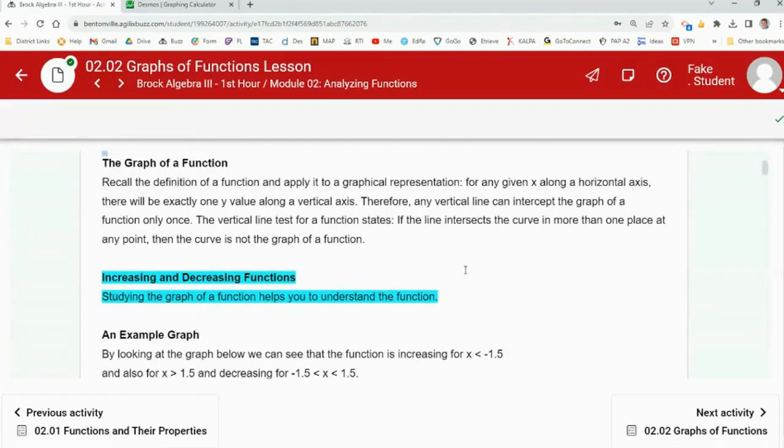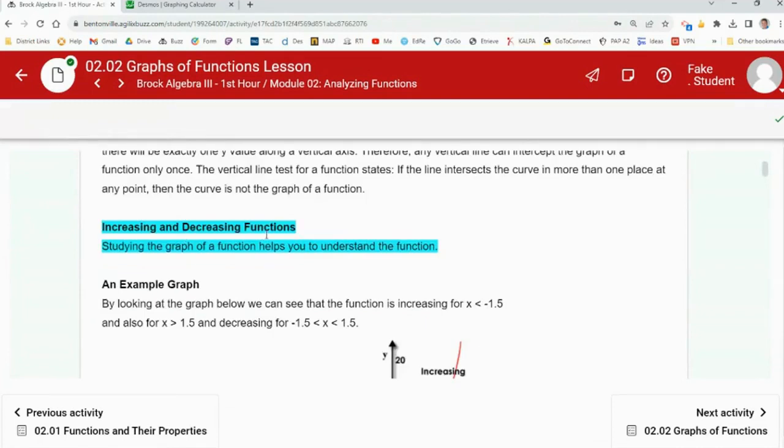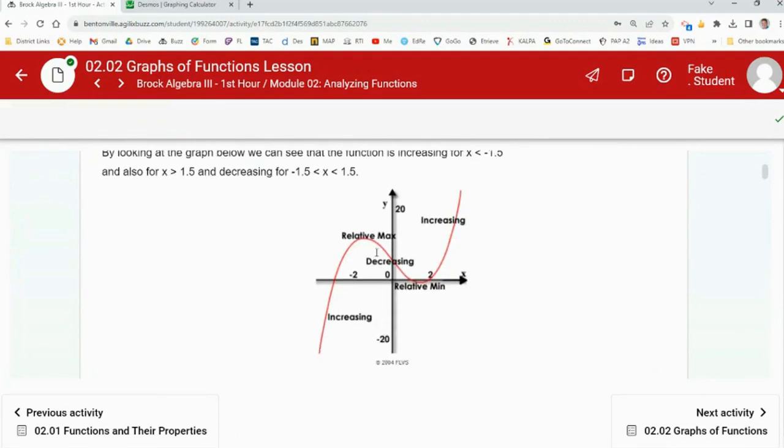So let's look at increasing and decreasing functions. Studying the graph can help you understand whether it's increasing or decreasing. So here's the graph they have for us. Look at the red line. It comes up, down, back up. This is a function because there's only one y. If I put a vertical line, it's not going to touch it more than once. Right here, it's increasing all the way until it gets to this relative maximum.